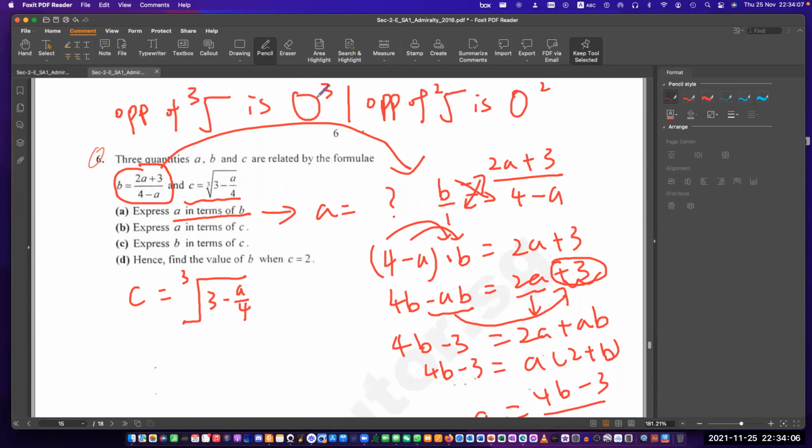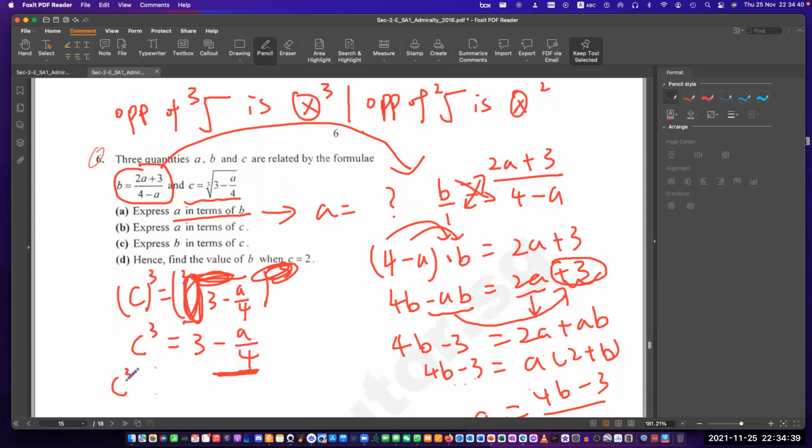Something squared. This is not 0. This is something squared. So if you see cube root, what you need to do is cube both sides. So you get c to the power of 3. Cube root and cube cancel each other, so you end up with 3 minus a over 4. So can you see the a is here? If the a is here, you don't move the a, you move the 3.